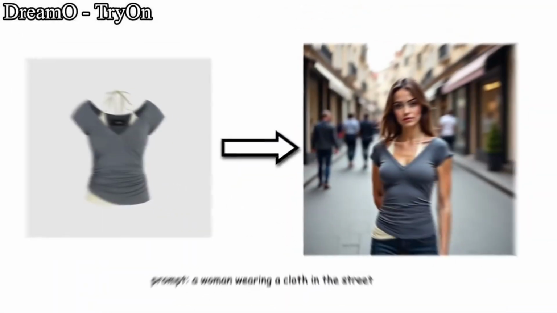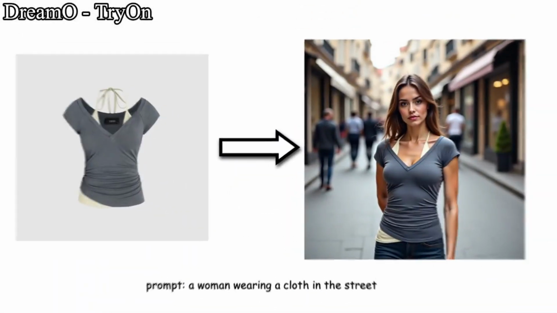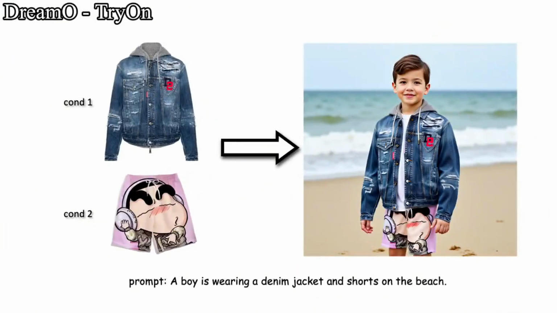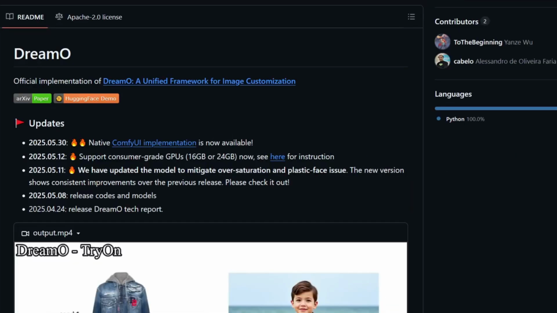DreamO aims to do all of this, and it's built to handle multiple requests at once, which is pretty neat for getting detailed results without different edits clashing. What's also great is that it's released under the Apache 2 license. This basically means it's open for you to use, tweak, and build upon, even for commercial projects, as long as you stick to the license terms.